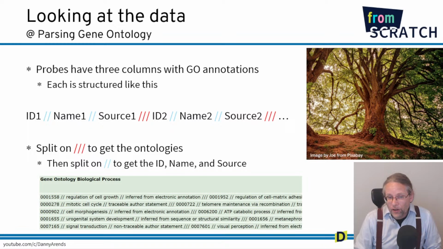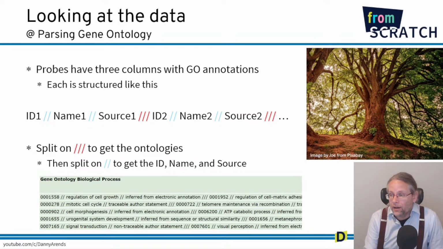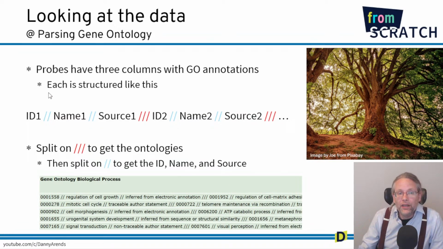So we already saw the data in the GPL file, right? In the array annotation file, you have gene ontology annotation, and each of these lines is structured like this. In the column for a single probe, you have the ID of the gene ontology process, then the name of the process, and then the source. So how this gene got to be in this group, right?